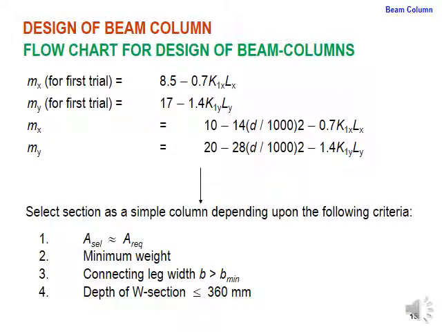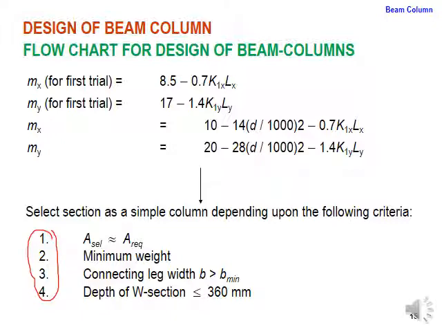The next step, as we discussed earlier, is that you have to calculate mx and my for the first trial, then mx and my for the second, third and so on. Next is to select a section as a simple column depending upon the following criteria. These 4 criteria should be satisfied for your trial section.